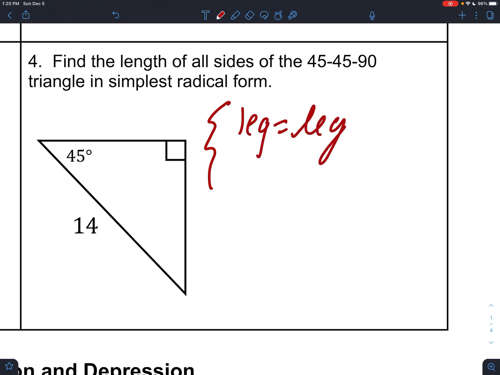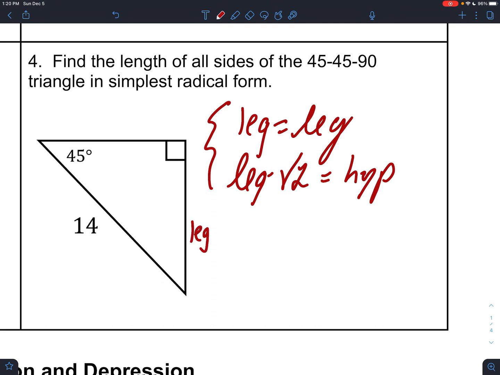All right, let's take a look at this one, which is a 45, 45, 90. The two equations for this guy is leg, and if you multiply the leg times the square root of 2, you get the hypotenuse.